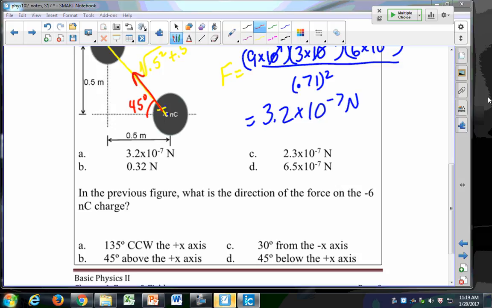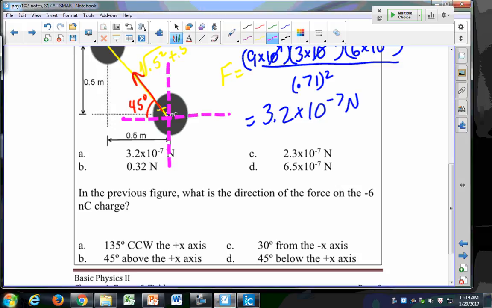And then it's like, well, that's not on there. So you've got to go looking around. Realize that often we measure our angle from the positive x-axis, and 180 minus 45 is equal to 135. So A is the right answer. Good job on that one.